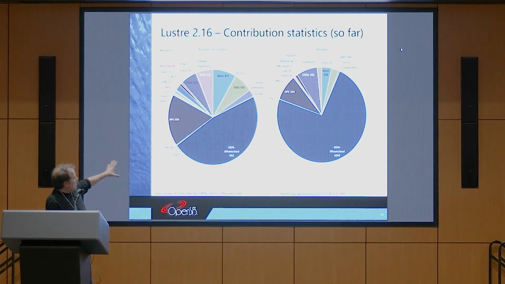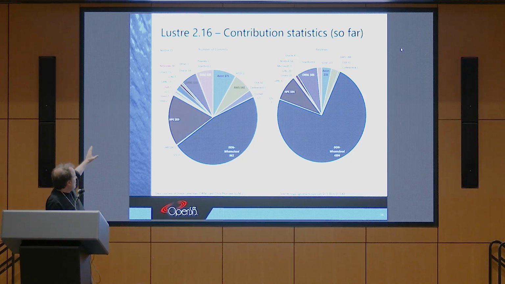Obviously it's easier to see when the slides are published if you're interested in the specifics, but broadly speaking, we have the usual suspects who are doing a lot of contribution. There's the DDN Whamcloud team, HPE, Oak Ridge, SUSE, and AWS, and then we've got Microsoft and Oracle and NVIDIA all popping up with some contributions.